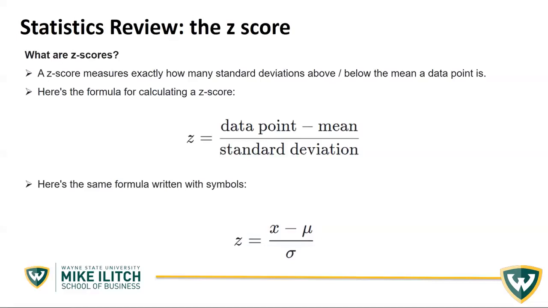Here we go. If you're ready, let's start talking about the z-score, and we will continue our discussion tomorrow in class. What is a z-score? A z-score measures exactly how many standard deviations above or below the mean a data point is. How you calculate it is, it's your score minus the mean divided by standard deviation. Hint, hint, here is why we're learning standard deviation. So this is your formula with the symbols.